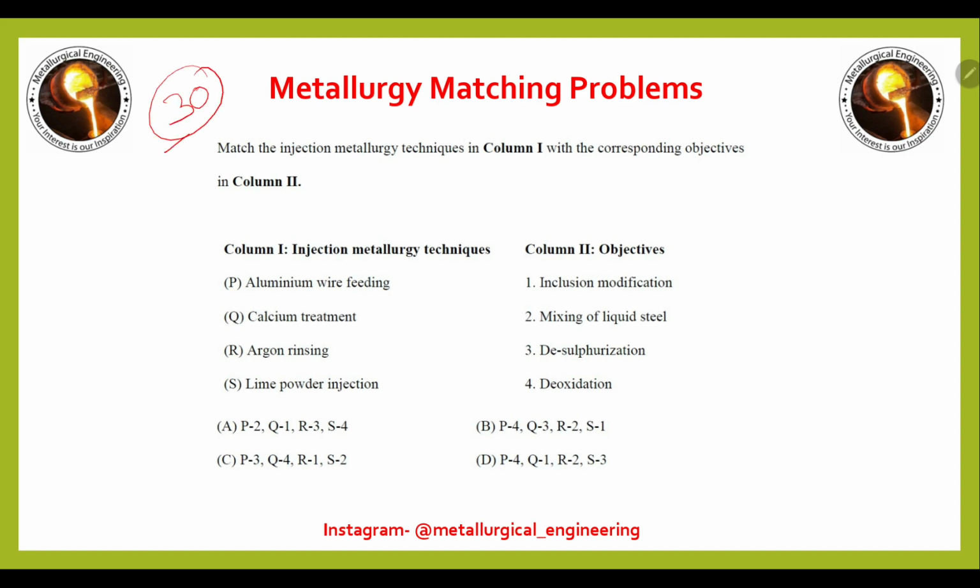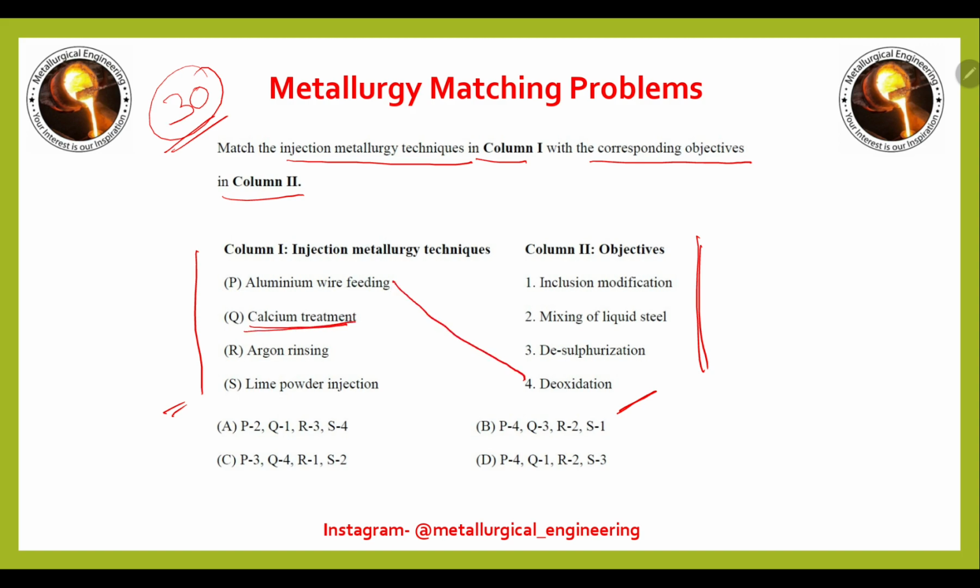This is the last problem of this video, the 30th problem. In this, match the injection metallurgy techniques in column first with the corresponding objectives in column second. So aluminum wire feeding is for deoxidation. Calcium treatment, inclusion modification. Argon rinsing for mixing of liquid steel, and lime powder injection for desulfurization. So the right answer is D part, that is P4 Q1 R2 and S3.